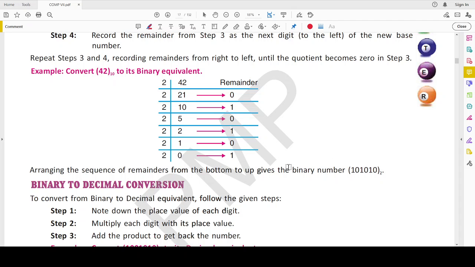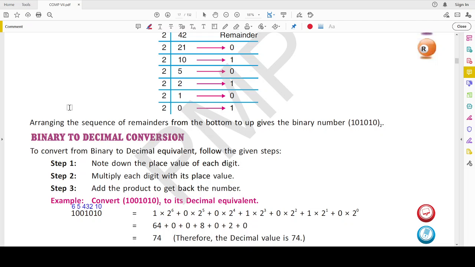So what I follow is I do it in the reverse order, the reverse order in which I got it. So 1 I have got last, so I will write 1, then 0, then 1, then 0, 1, 0, right? So write the remainders in the reverse order you have got them. So bottom to up direction. Okay. Then you get the corresponding binary number.